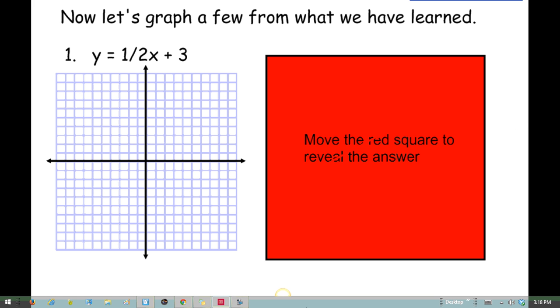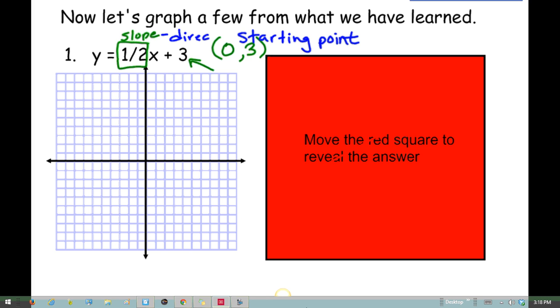So now we're going to try to graph a few using what we have learned. Here is my slope, my rise over run. And this is my y-intercept. This tells me that the y-intercept is 0, 3. In your notes, there's a place for you to write down that the y-intercept is your starting point. This is where we're going to begin our graph. Once we have our starting point, we're going to use our slope as directions. So let's go to our starting point, 0, 3.